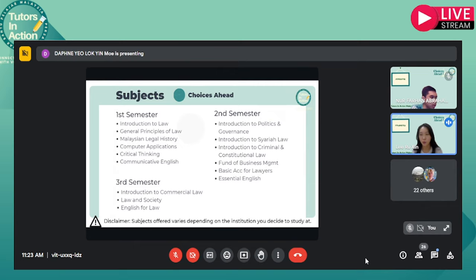For general principles of law, that is the only law subject in this semester where you'll really be studying what you think a lawyer is studying. So it's the only subject where you get to learn the basics of contracts law, torts law, how you apply the law.